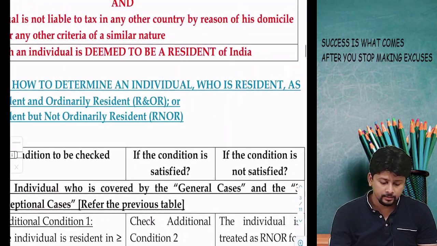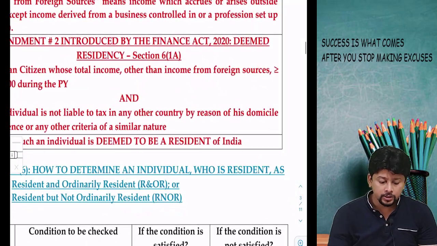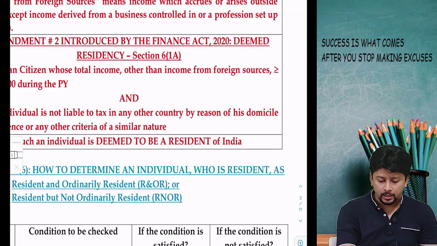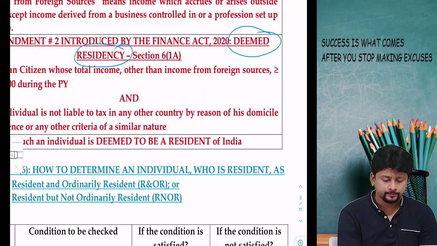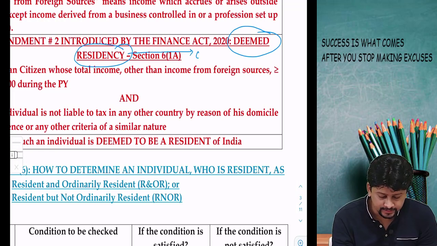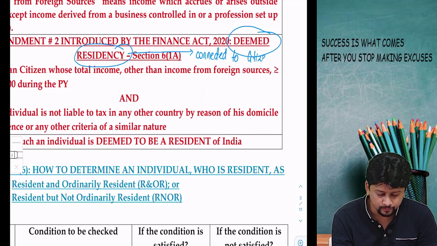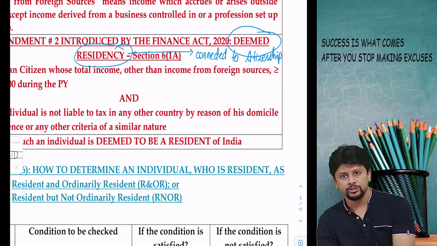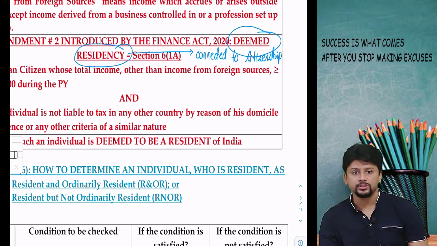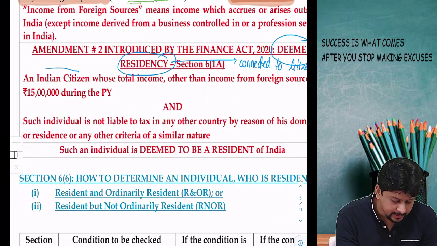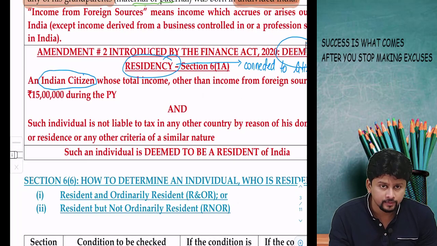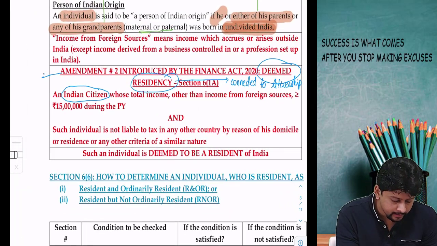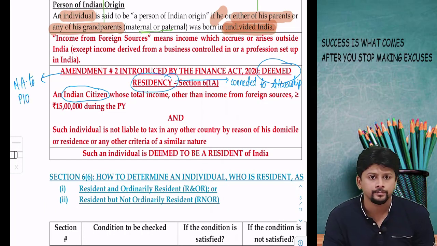The second amendment that is created is something very new for India's Income Tax Act: a concept called deemed residency. And this concept of deemed residency is connected to the concept of citizenship. India never has given importance to citizenship, but this amendment has focused on the citizenship aspect. If you are an Indian citizen, remember only the word used is Indian citizen. Amendment number 2 is not applicable to a person of Indian origin.